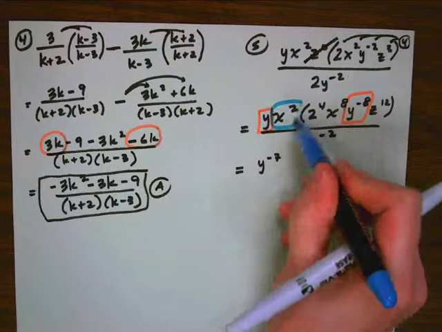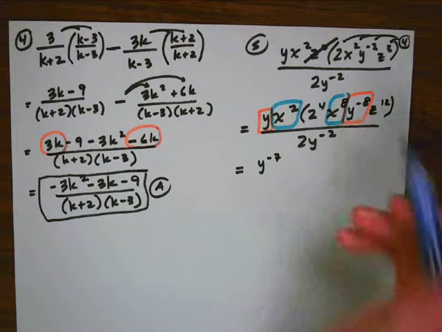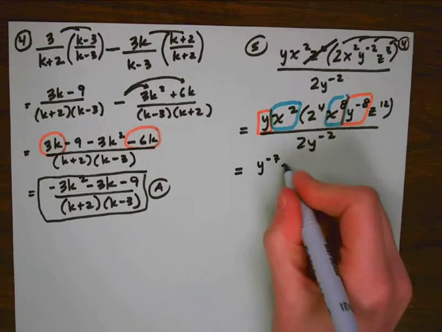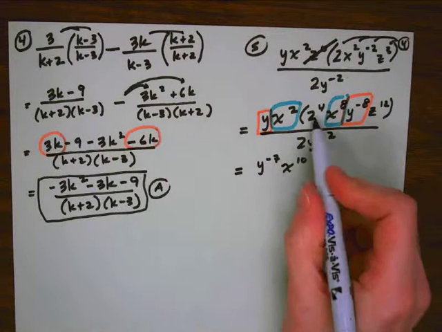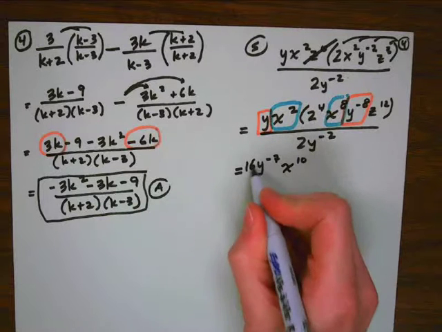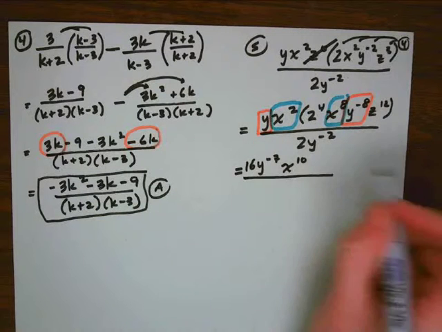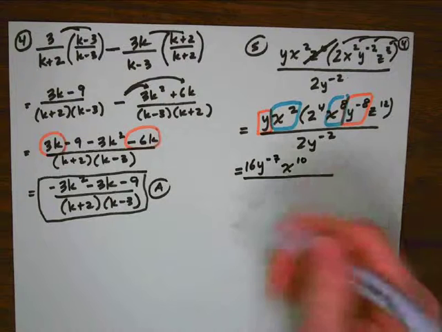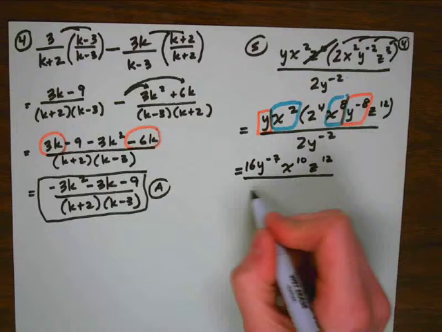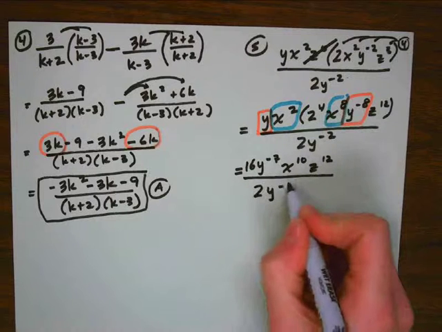We have this x and we have this x, and again if we're adding the exponents together, x squared times x to the 8th, that's x to the 10th. Let's go ahead and put this 2 to the 4th power, which is 16, up in the front. It's always good to get in the habit of putting coefficients in the beginning of the problem. And then z to the 12th is down in the very end. It's all over 2y to the negative second.